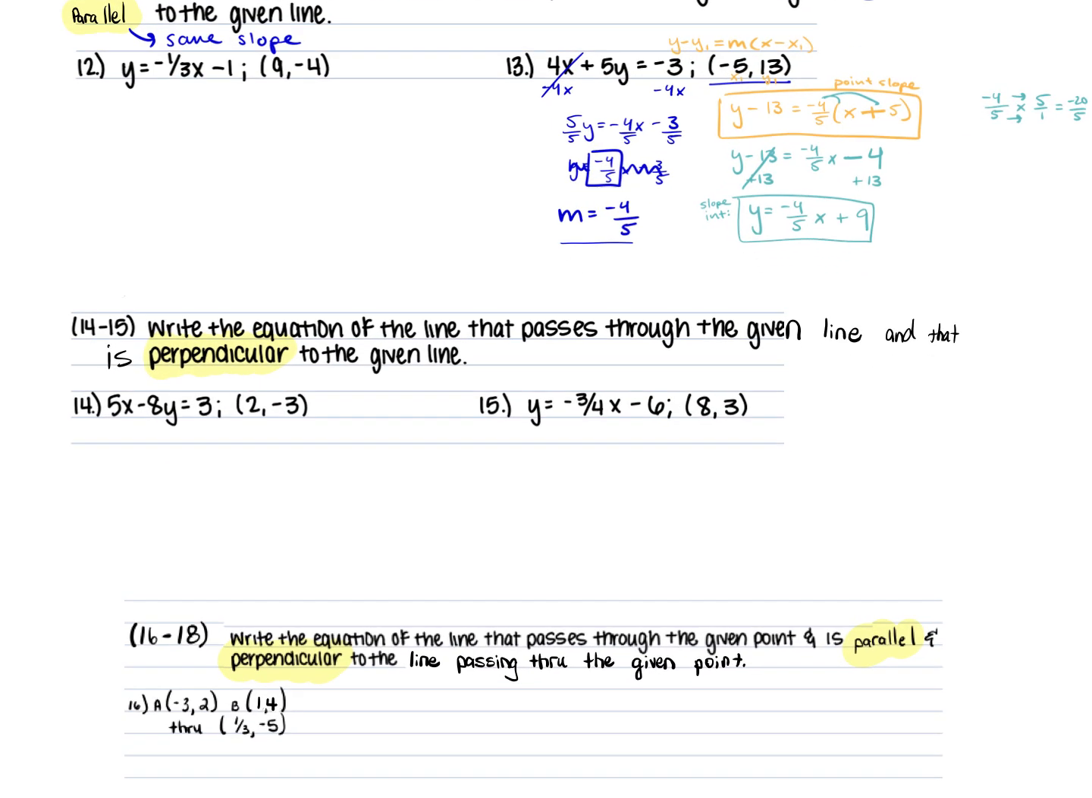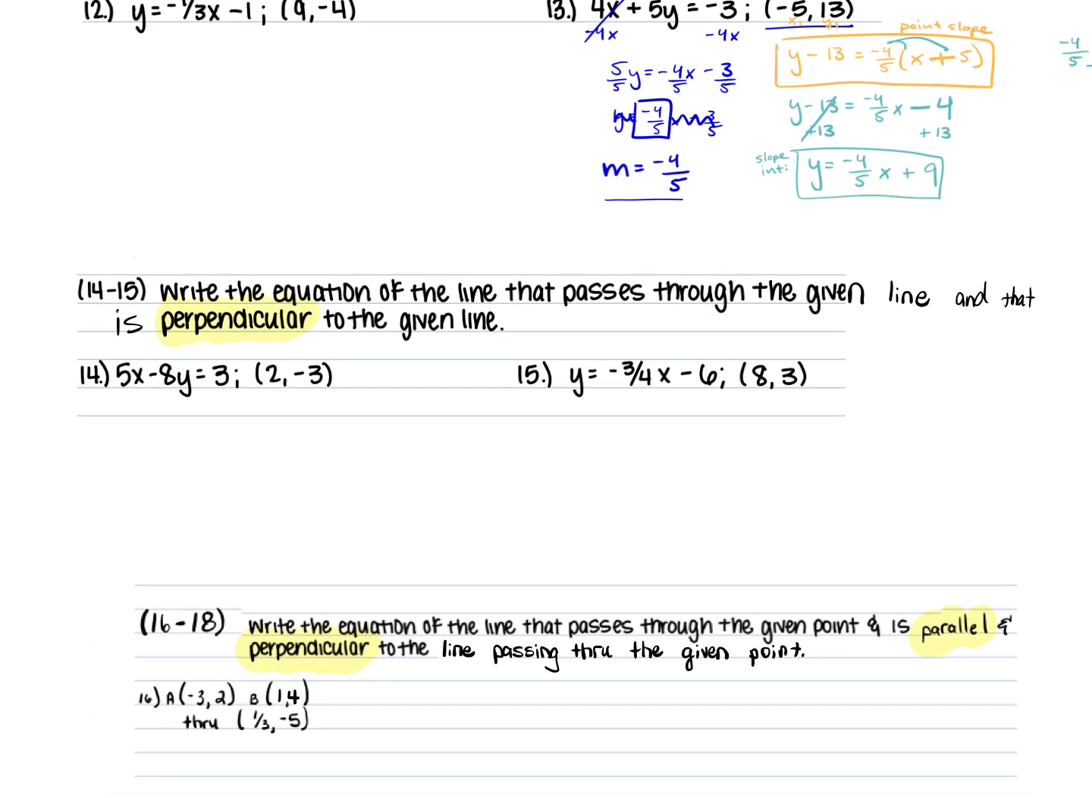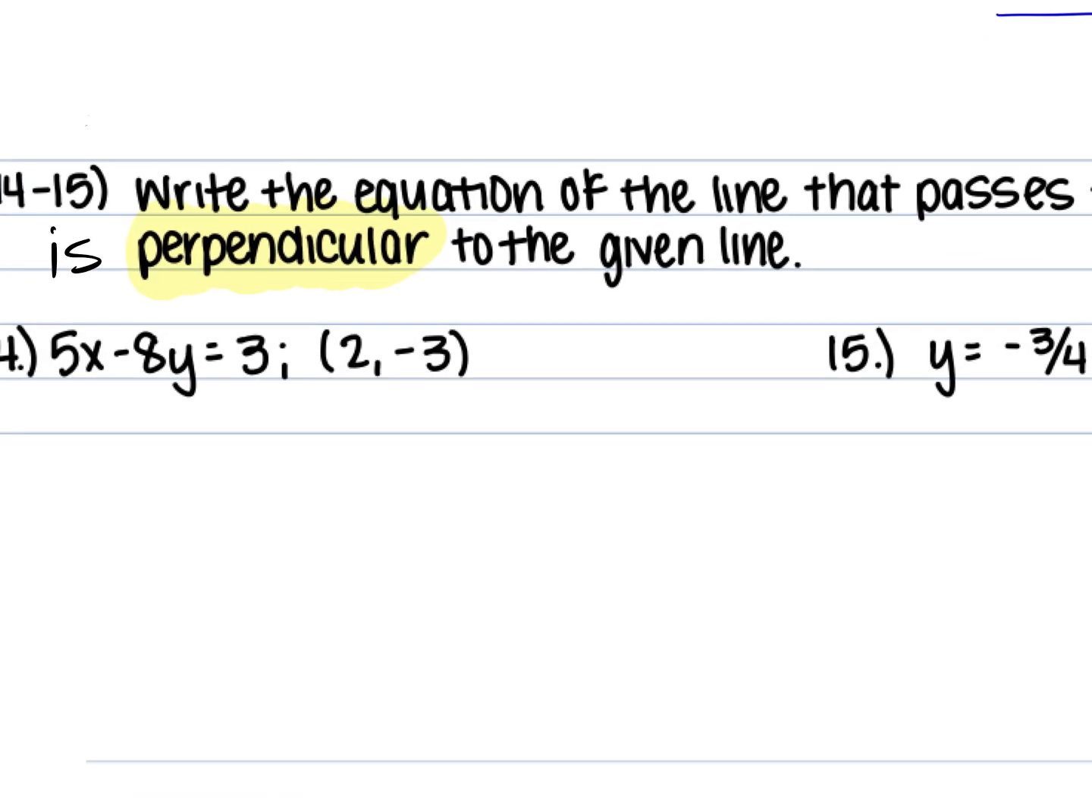Okay, let's do 15. So in 15, we want to write the equation of a line that passes through the given point and that is perpendicular to the given line. So two lines that are perpendicular, what do we know about the slopes? They're opposite reciprocals. So meaning that the signs flip and the numbers flip.